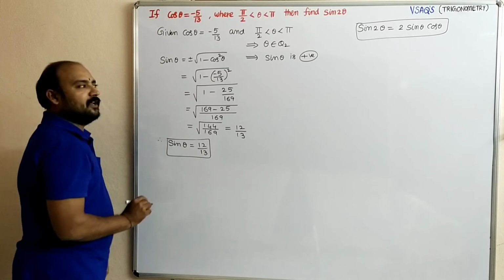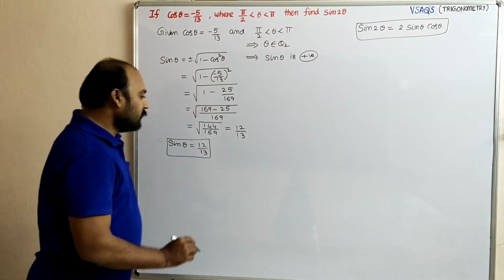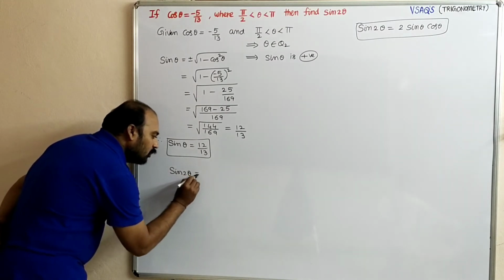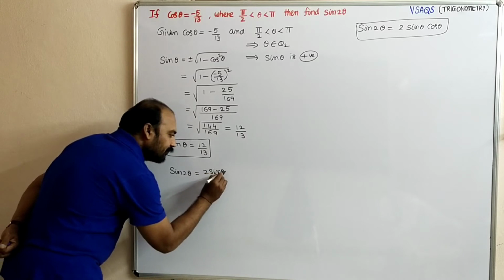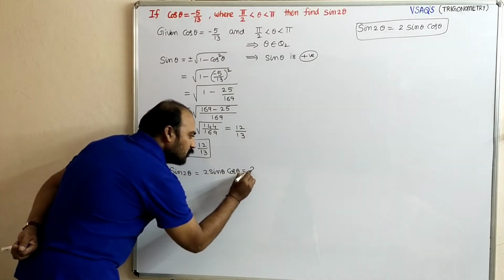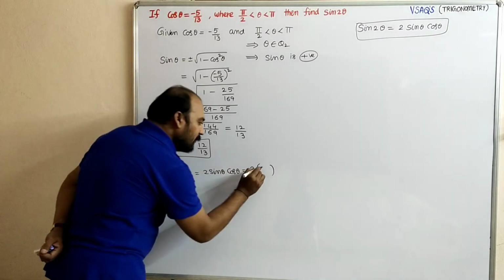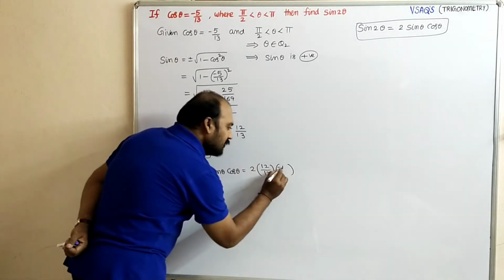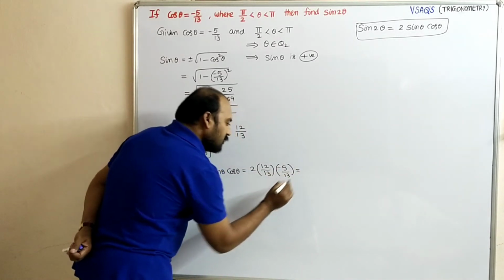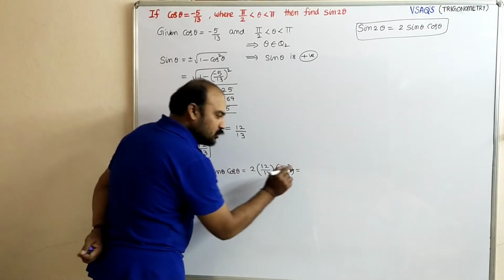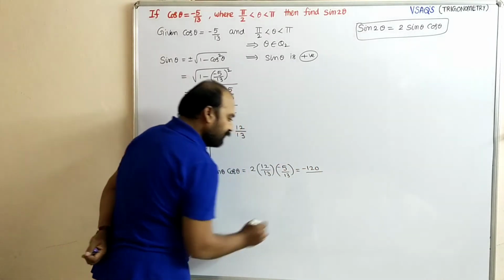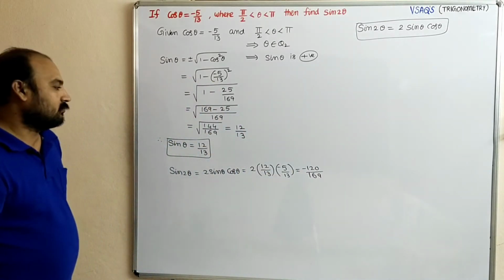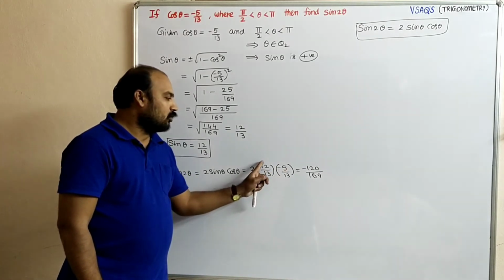After getting the value of sin theta, they are asking to calculate sin 2 theta, no? So now, sin 2 theta equals 2 sin theta cos theta, which is equal to 2 into sin theta value 12 by 13 into cos theta value minus 5 by 13, which is equal to minus 120 divided by 13 into 13, 169. 5 into 2 is 10, 10 into 12 is 120.